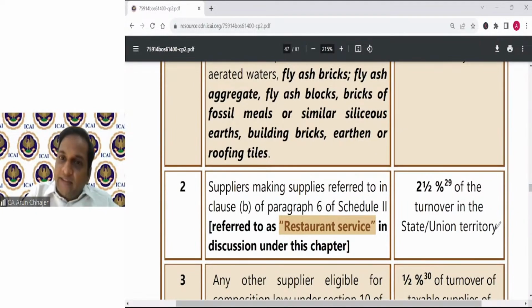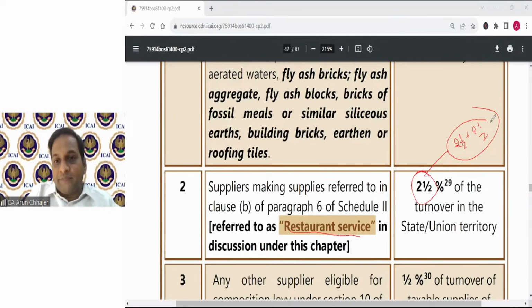In case of the restaurant, it is saying supply, making the supply refer to in clause B of the para 6 of the schedule 2. So that is restaurant. 2.5%. Again, same concept, 2.5% CGST and 2.5% SGST.